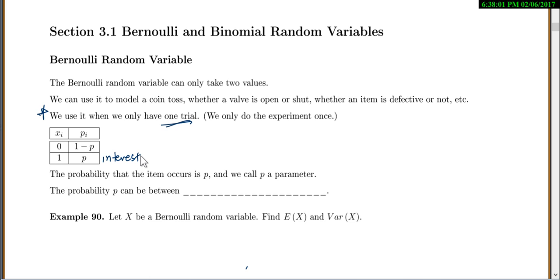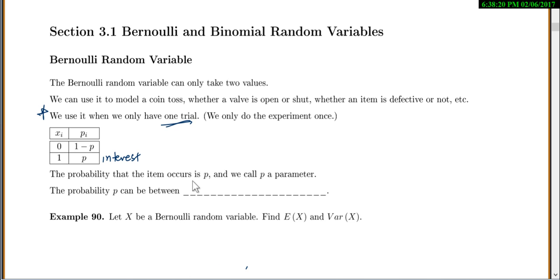Okay, and so you have a probability p to get what you're interested in. So a probability p that you get 1 head, or a probability p that the valve is, say, open, just depending on what you're actually interested in. And then your other outcome is going to be the 0. And 1 minus p would be its probability, because all probability has to add up to 1.